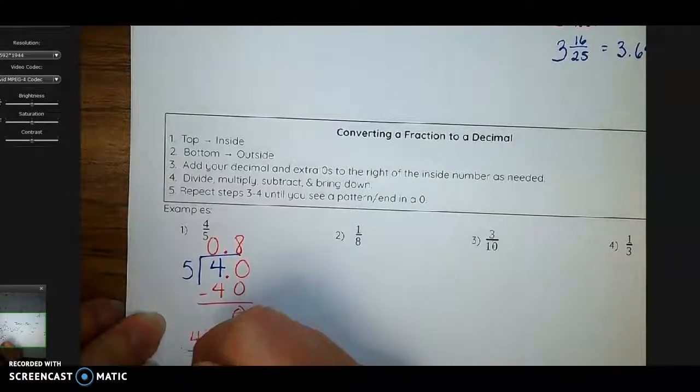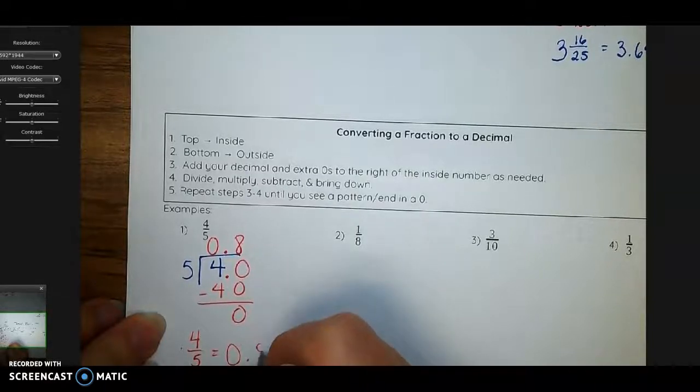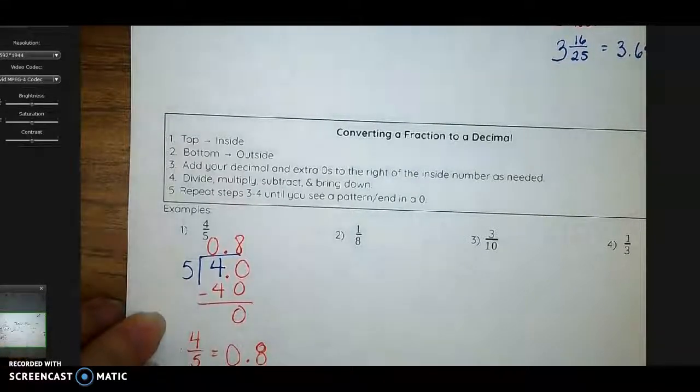So that means the fraction 4/5 is equivalent to 8/10.